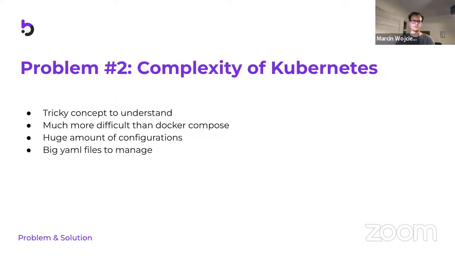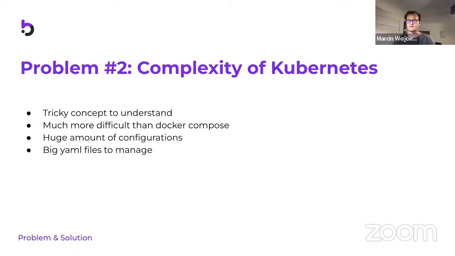The problem number two that we encountered was the complexity of Kubernetes. I believe it's common knowledge that Kubernetes is much more complex than Docker and Compose. In that tool, we just need to specify the right images, ports, volumes, and variables. While in Kubernetes, we have clusters, nodes, pods, deployments, config maps, secrets, services, and I could go on and on. It's obvious that it's more difficult as Kubernetes offers much more than Docker Compose.